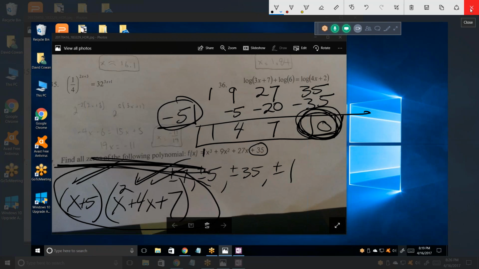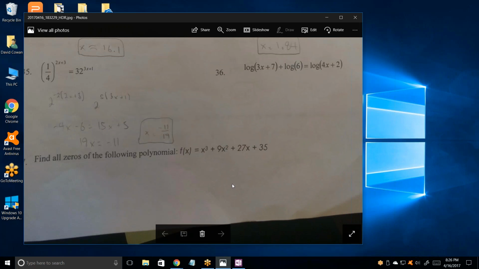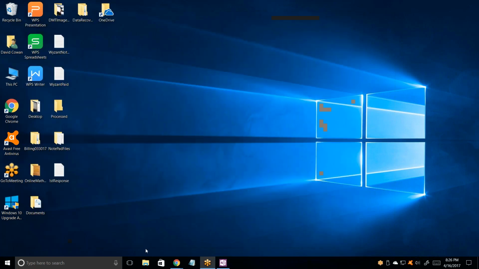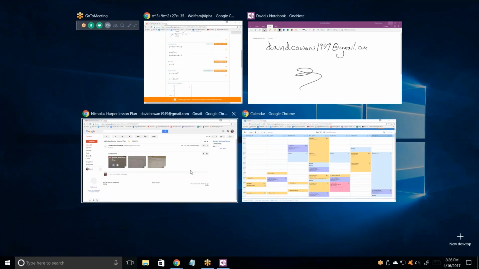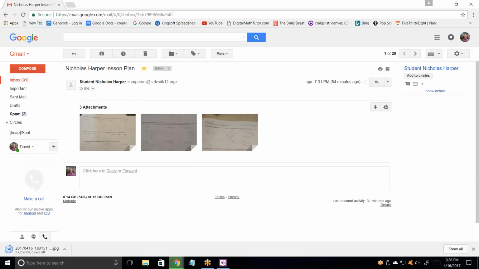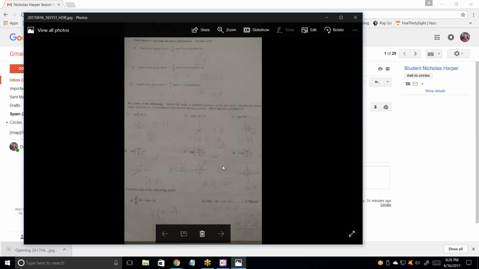Alright, let's see if there's one last thing we can do in 4 minutes. So we're done with this page. That was the left, right? Correct? Yeah. So we've got the middle page only.